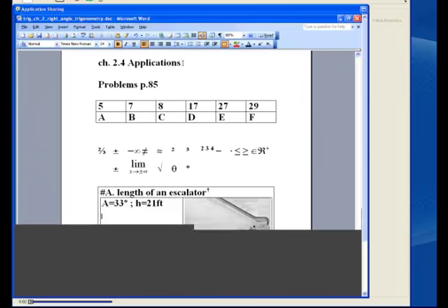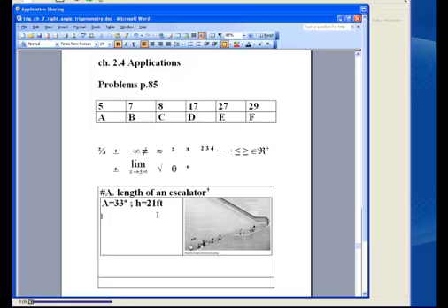Welcome to the section on applications. We're going to do a number of problems. First one says, length of an escalator. How long should an escalator be if it is to make an angle of 33 degrees with the floor and carry people a vertical distance of 21 feet between floors?